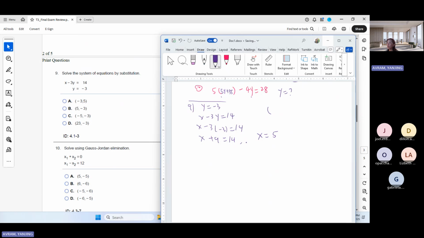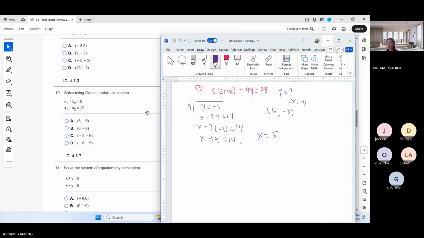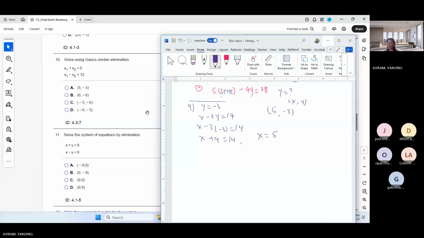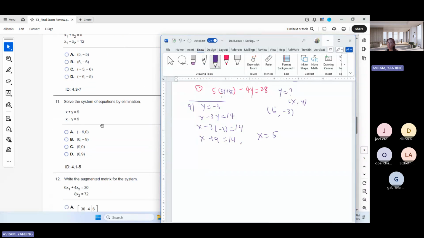So write down the ordered pair, x first. x and y. Ordered pair is always x and y. x is 5. y is negative 3. All right, so now you can go to choose the correct answer. Okay, so that is the substitution method. Okay, another one.